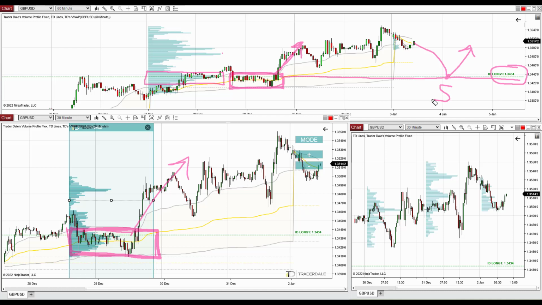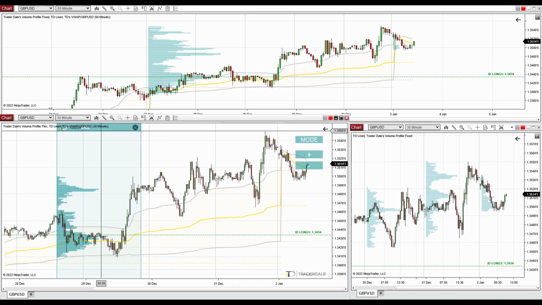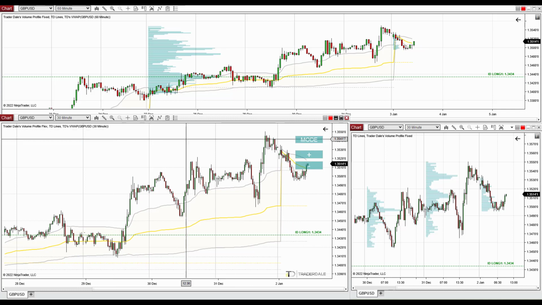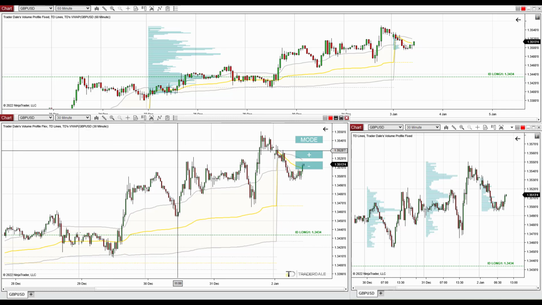Alright, this setup is called the volume accumulation setup. It's one of my favorite setups, and you can learn all there is about it in my volume profile trading course, or in my volume profile book, which you can download for free on my website. So yeah, that's the British pound US dollar.